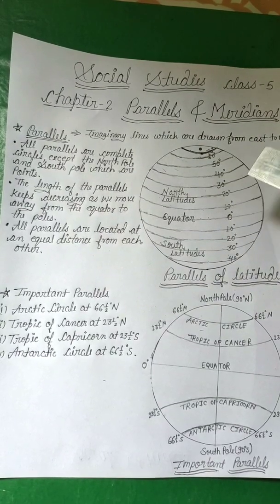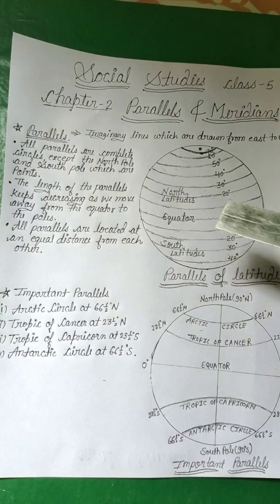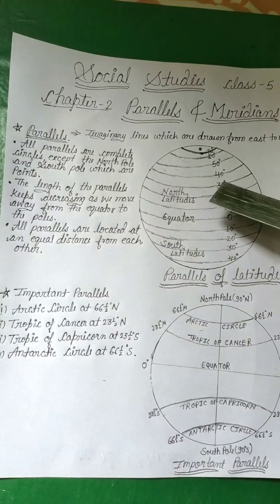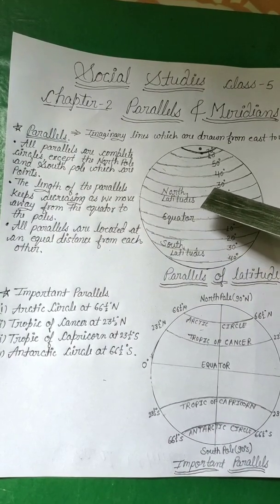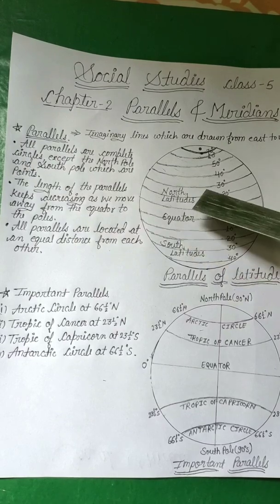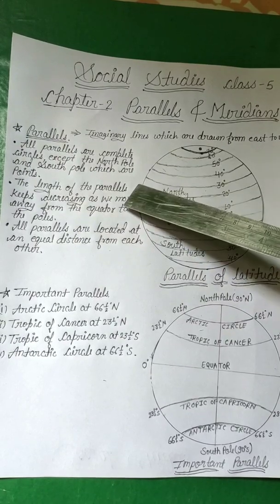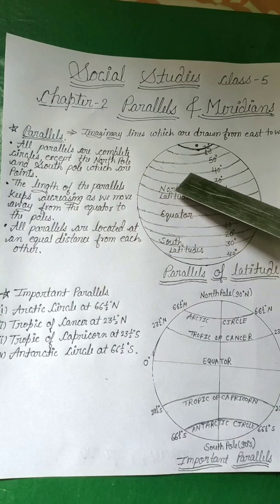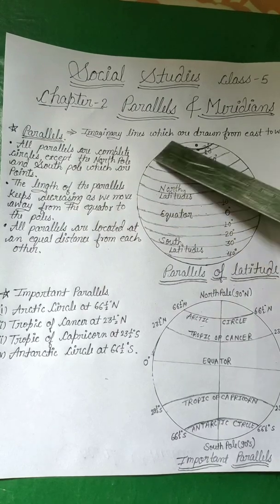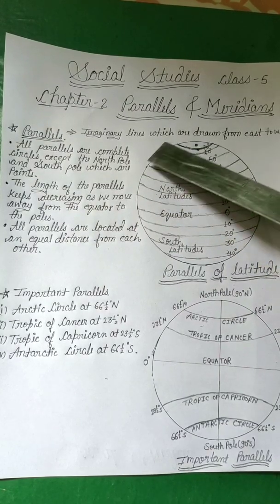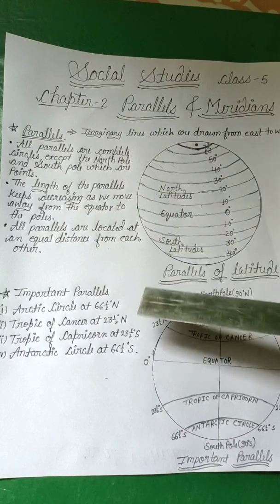The length of the parallels keeps decreasing as we move away from the equator towards the poles. Here, see this diagram. As we move towards the poles, the length of each parallel is decreasing. You can easily see the length of each parallel is decreasing.